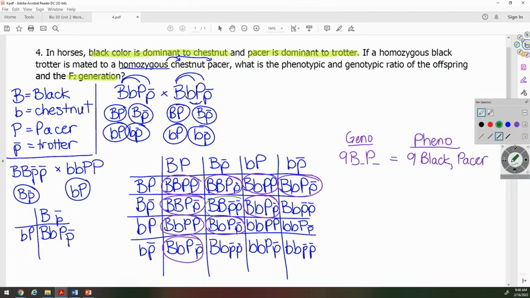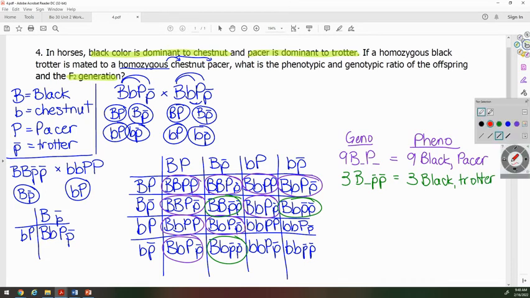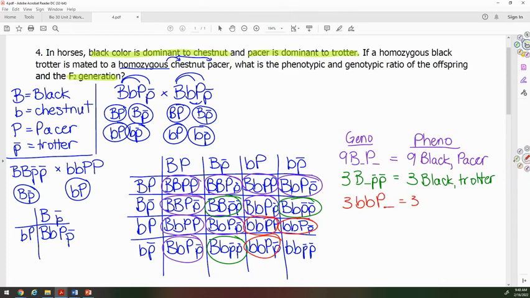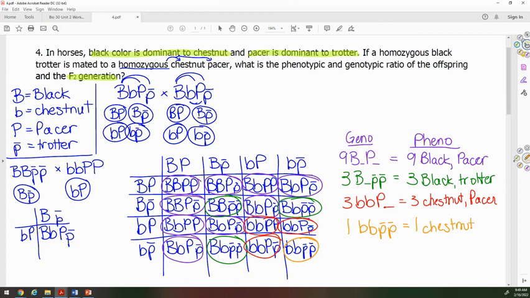Next, we have all of the genotypes that contain a dominant trait and then recessive. So there's 3 black trotters. Next, we're looking for individuals with recessive and then dominant. So there's 3 chestnut pacers. And then finally, there's 1 completely recessive individual, and that is 1 chestnut trotter.